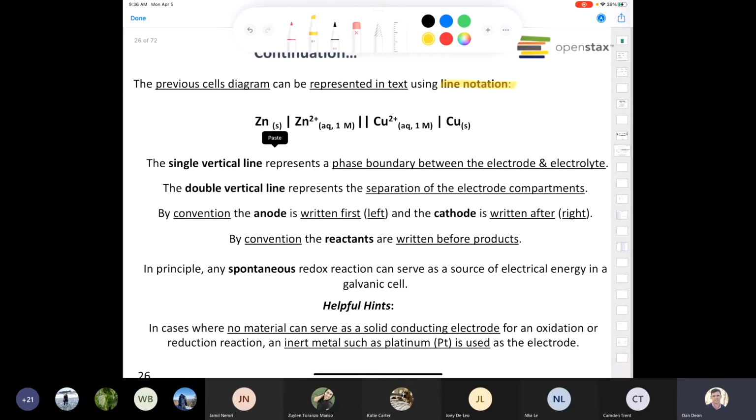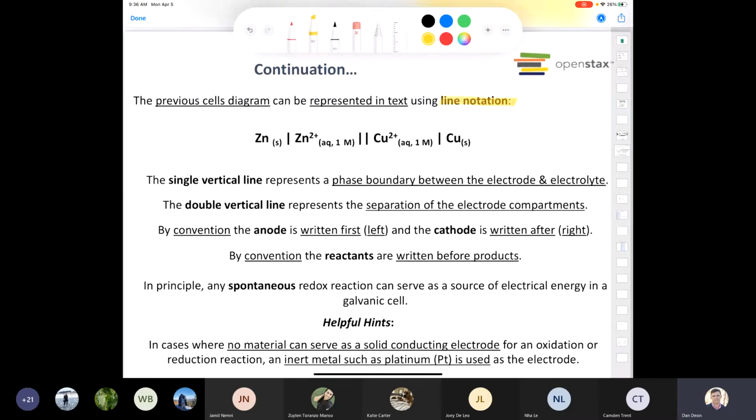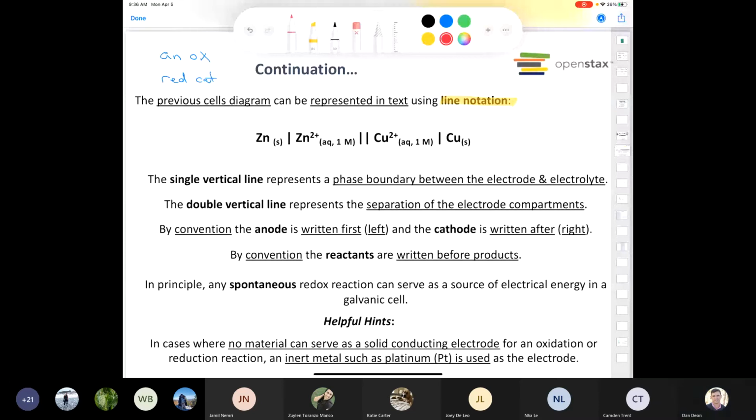Now, before I move on, my students love shortcuts or mnemonics, little tricks I can give them to memorize things along the way. Something I want you to memorize, which is going to be very helpful, is an ox and red cat. If you read the textbook and the slides before coming to class, you can figure out where I'm going. This is simply a shorthand to help us remember that oxidation occurs at the anode, and reduction occurs at the cathode. So see if you can memorize that: an ox and red cat.